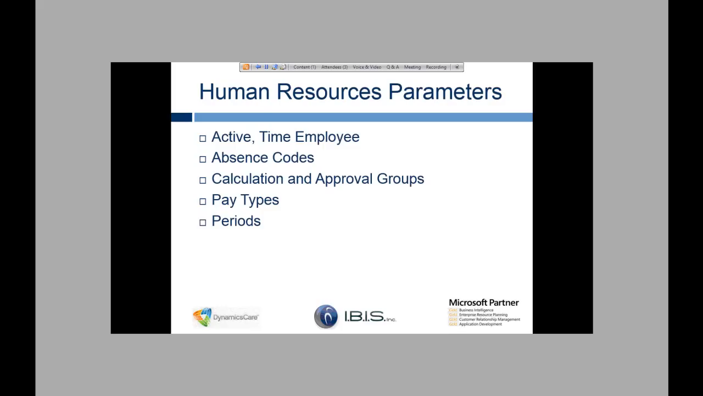So some of the human resource parameters that you might want to think about setting up, and some that you have to set up. First off, obviously the worker has to be active and they have to be a time employee. There's some settings involved with time employees that will be set up per company. You can create absence codes. So if a worker is absent, the supervisor can put in a code that'll give a reason for why they were absent. There's calculation and approval groups, which are for grouping your workers. And then pay types and pay periods. Those are pretty standard human resource setups.